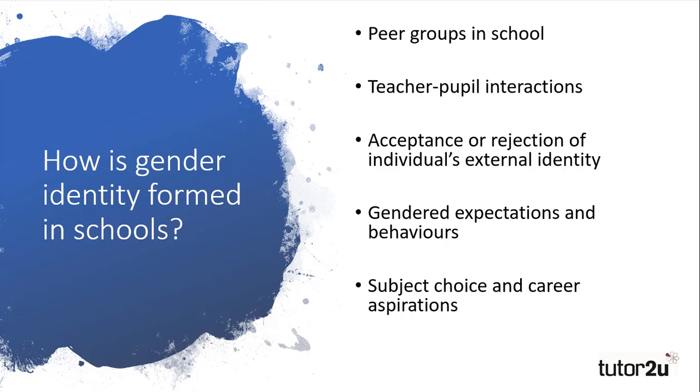Another way gender identities are shaped by in-school processes is through the acceptance or rejection of the identities that students possess outside of school. Schools have a tendency to reinforce traditional gender roles, and this can cause clashes with some students. A fourth way schools shape gender identity is through expectations and behaviours of the different genders. And a final way is through subject choices and imagery, and how the traditional values of masculine and feminine domains can reinforce what students see as being part of the identity for their gender.